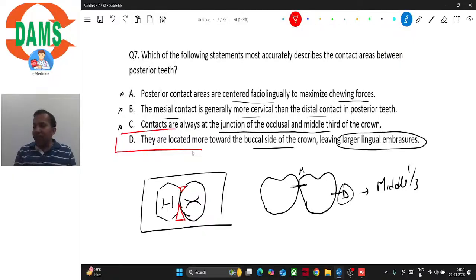So contacts are never always at the junction. This statement says that for all the teeth it is always at the junction, be it mesial contact or distal contact, but that is not true, isn't it? On the mesial side, yes, it is at the junction, but on the distal side, it is at the middle third, right?